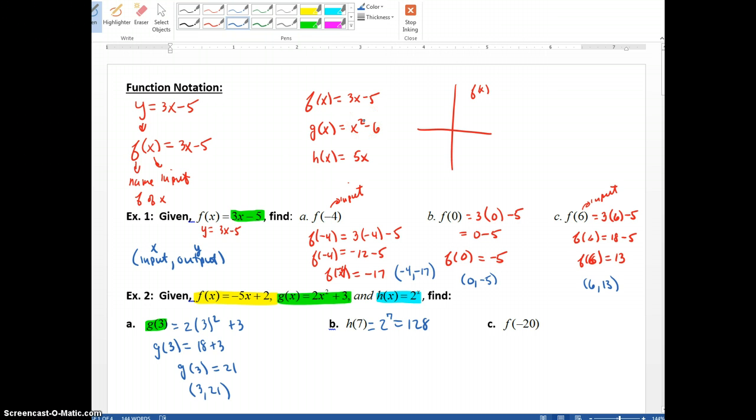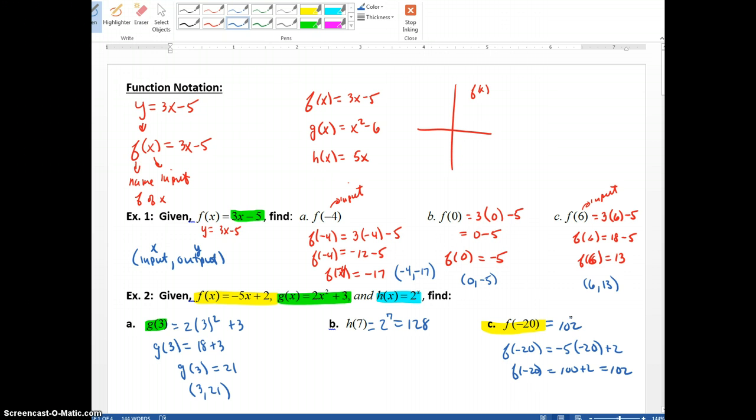When I do that, f of x is the function I would use, which is the one in yellow. So I would use the yellow function, and everywhere I see an x there, I'm going to replace it with negative 20. So f of negative 20 equals negative 5 times negative 20 plus 2. So f of negative 20 equals 100 plus 2, which is 102. So f of negative 20 is equal to 102.